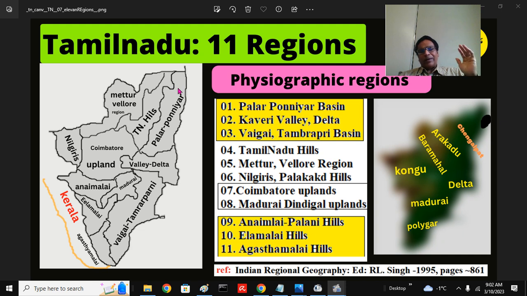Carnatic region, Carnatic music, is very different from what was later called Karnataka state. That was the modern name for the state called Mysore state, which is the same name as the princely state of Mysore. I have also explained this; you can look in the appropriate folder for the exact difference. So this is the seaboard Carnatic region: the Palar-Ponnaiyar basin, the Kaveri valley and delta, and the Vaigai-Tambraparni region. That is less than 150 meters above mean sea level. So the next is the upland region, the Tamil Nadu hills.